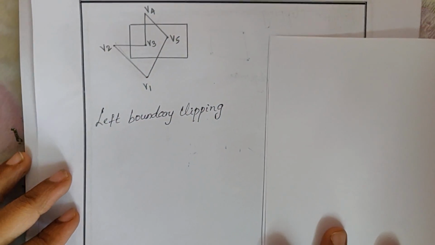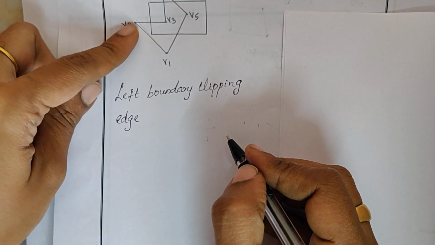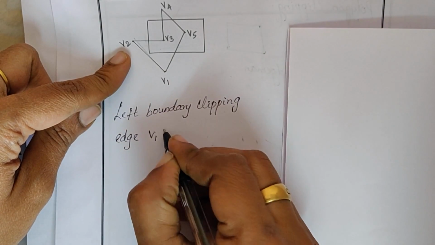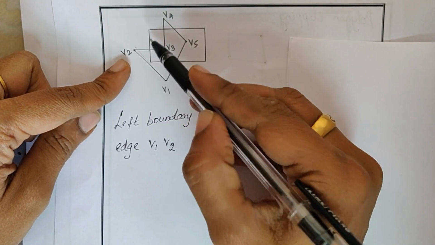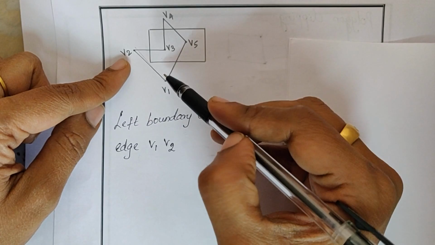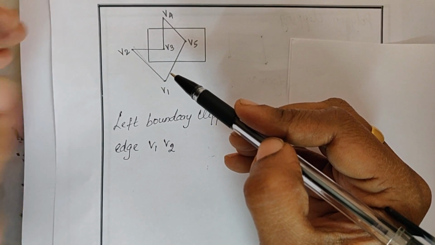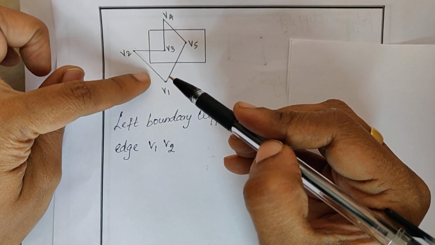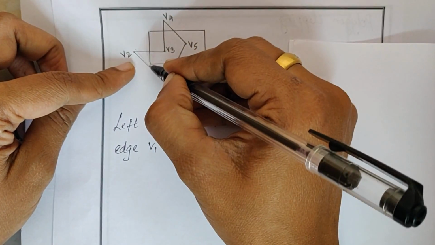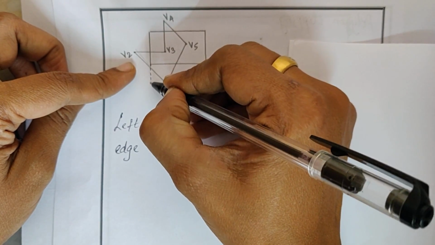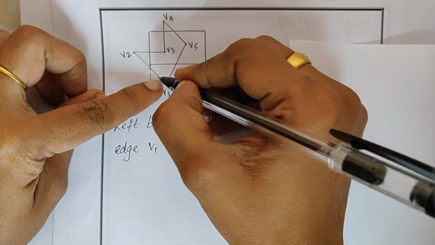First take the first edge, V1, V2, right? So consider the left boundary alone. You have to check whether both the vertices are inside the left boundary or outside. So when you consider the left boundary, take vertex 1. Vertex 1 is inside the left boundary. How can I say inside the left boundary? Extend this left boundary, right? So V1 is inside the left boundary.